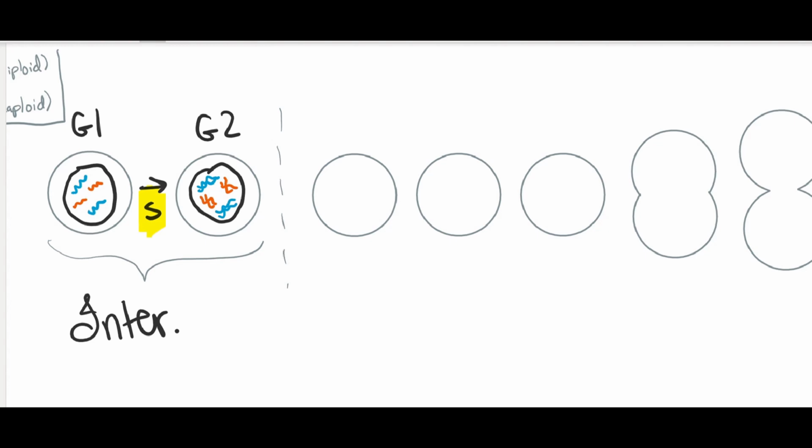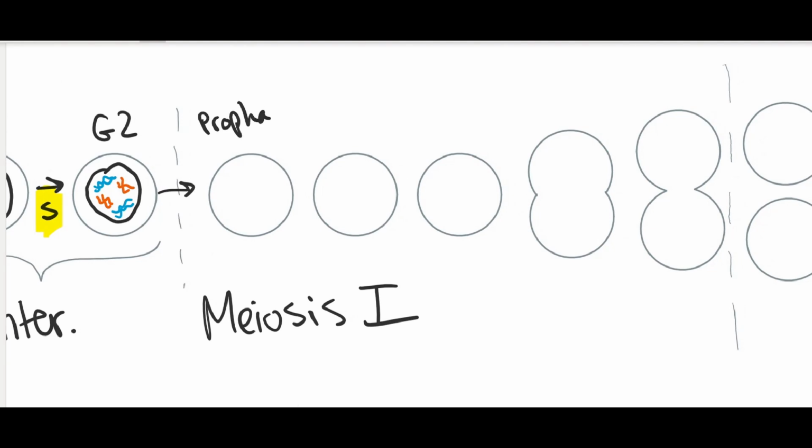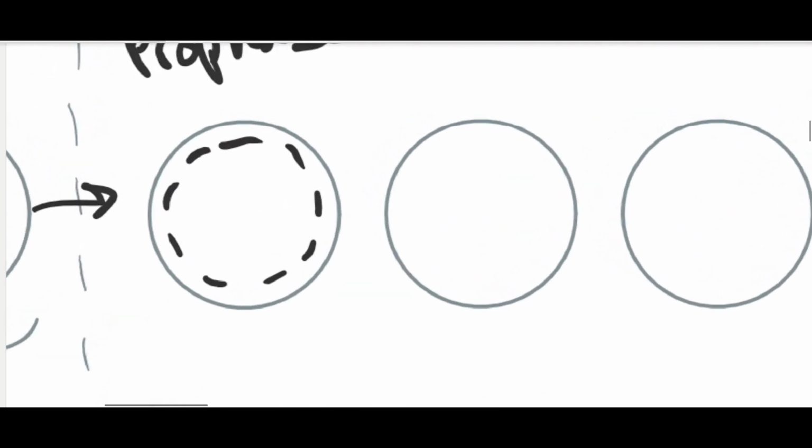There we go. And now we are ready to enter meiosis 1. All right, so starting with prophase 1, just like before, we have that nuclear envelope starting to break down. And now I'm going to zoom in on here so that way we can get a nice close look at what's happening during prophase 1. All right, so we have that nuclear envelope breaking down like we saw in our previous iteration of prophase.